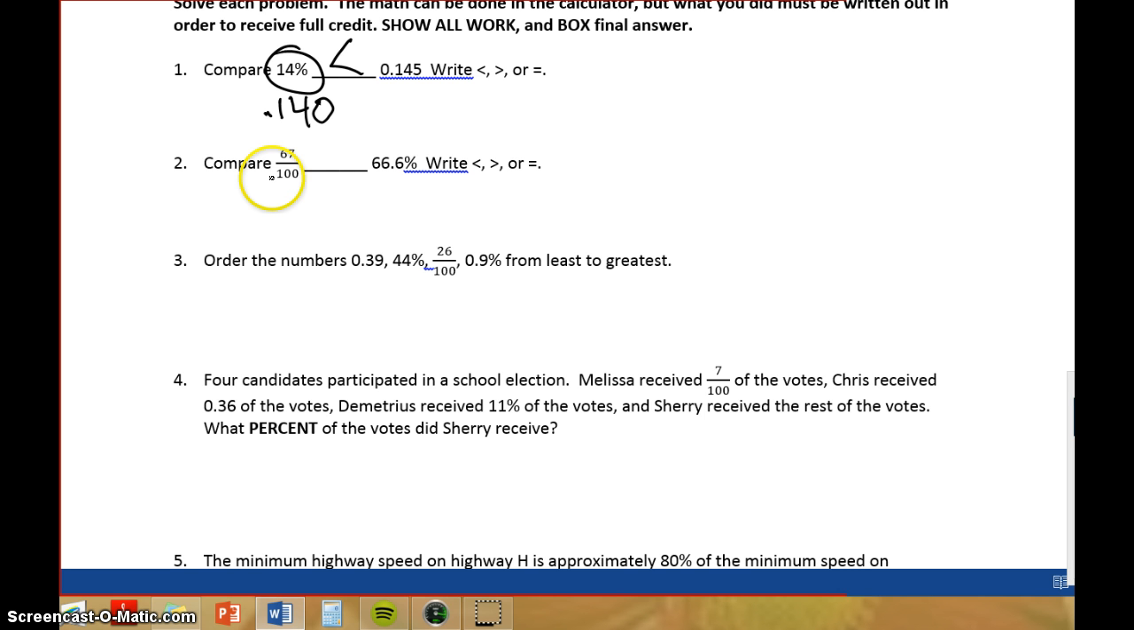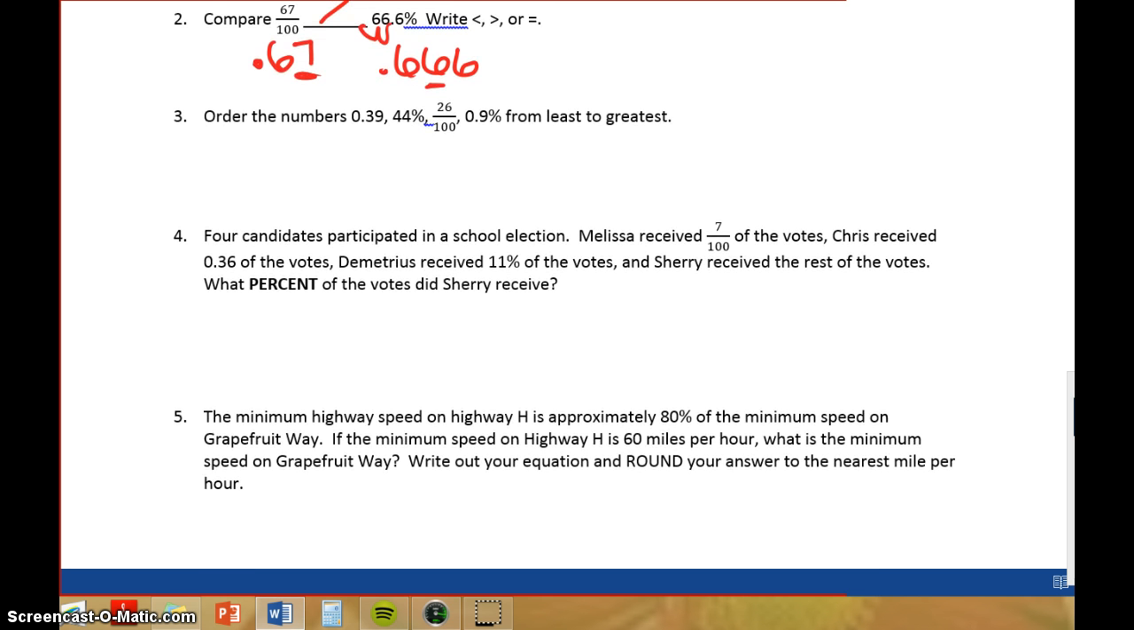So 67 hundredths, as you write that as a decimal, would be 0.67. And 66.6%, when I change that into a decimal, you'd swoop that twice to the left, it would be 0.666. So we know by looking at the hundredths place that 0.67 or 67 hundredths is bigger. So in this case, our answer is greater than. 67 hundredths is greater than 66.6%.